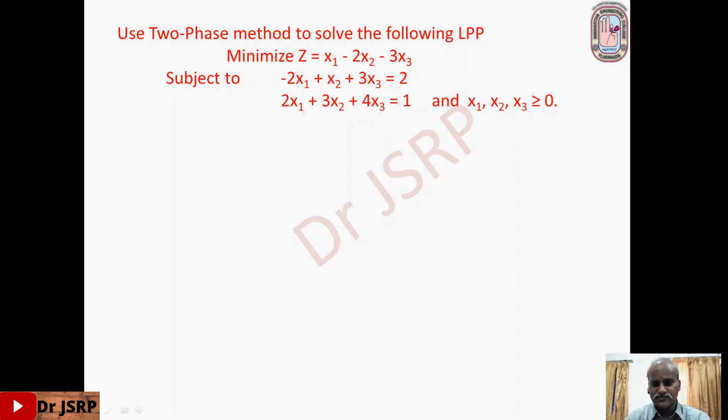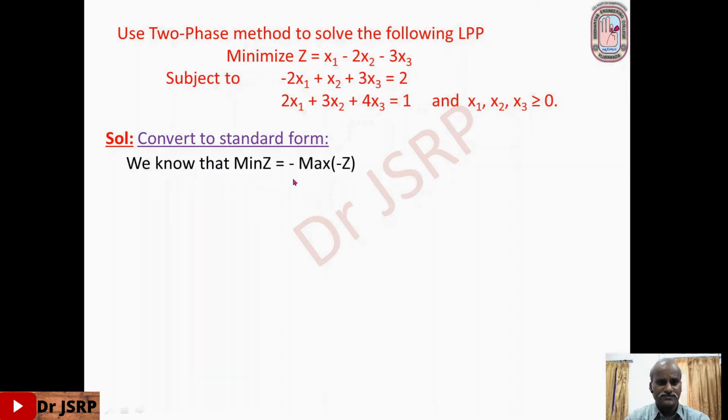As usual, first convert to standard form. In standard form, the objective function should be maximization type. Here we have the objective function as a minimization function, so we have to convert it into a maximization function. What is the relation to convert minimization to maximization? We know minimum z equals minus max of minus z. So we consider max minus z, that is the negative of the objective function: minus x1 plus 2x2 plus 3x3.